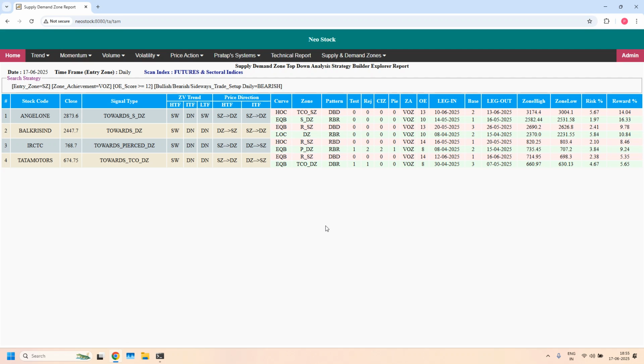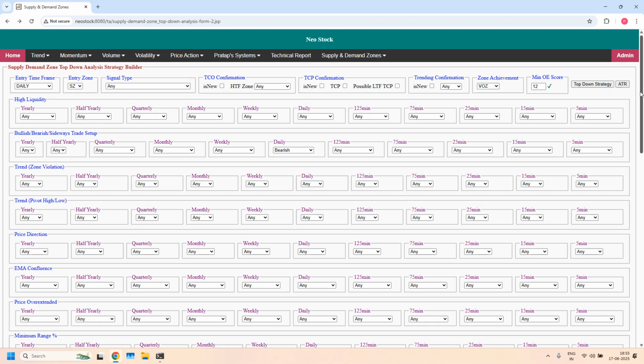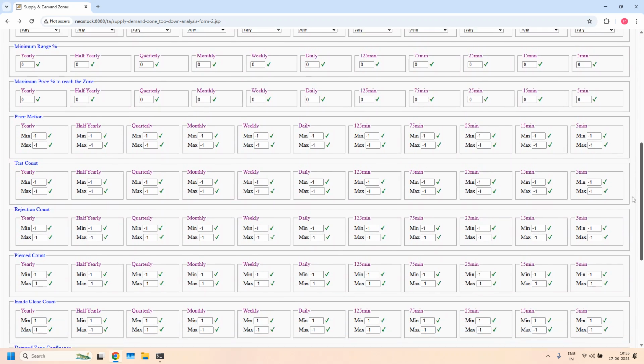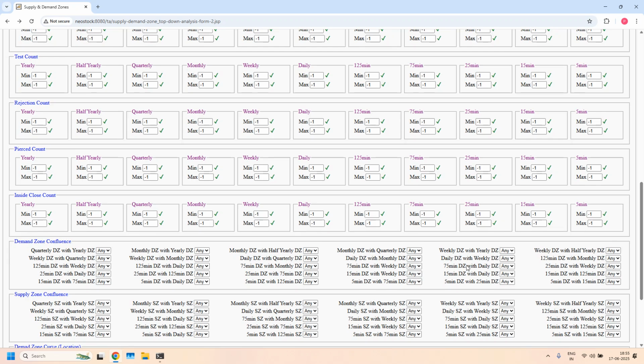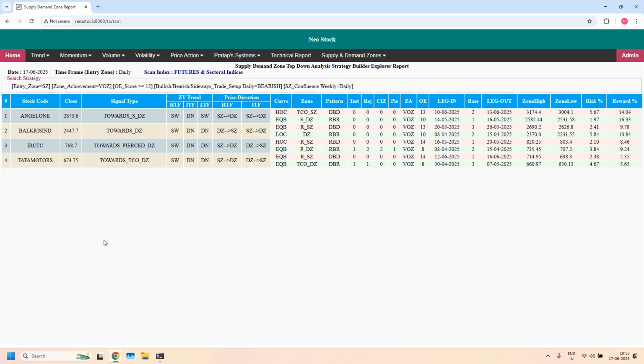Out of these 4 daily supply zones, how many are having more high probability to get success? That we will filter based on the zone confluence. First filter is daily and weekly supply zone confluence. So in the supply zone confluence, I am enabling this filter, daily and weekly supply zone confluence. I enable the filter. Now all 4 are again filtered. That means in all the 4 stocks, these daily supply zones are overlapped with weekly supply zones. And also weekly trend is a downtrend in all the stocks.